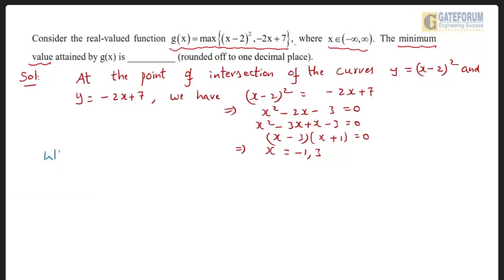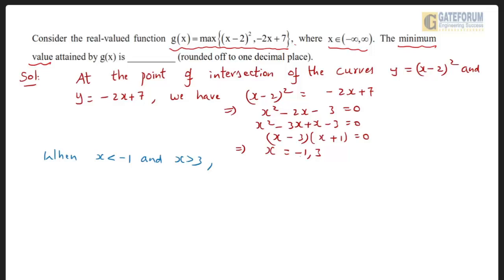When x less than minus 1, at the same time I can take x greater than 3, or you can discuss separately. So take a value of x less than minus 1. Let us take x is equal to 0. Substitute in each of the curves. Find the bigger value or smaller value, whatever. They are asking maximum. If I take x equals 0, this is 4 and this simplifies to 7. 4 comma 7, maximum of 4 comma 7 is 7. So when x less than minus 1, the maximum of these two functions is minus 2x plus 7.